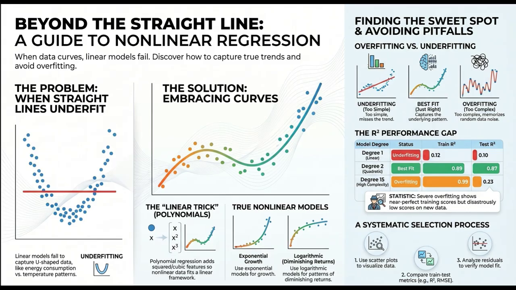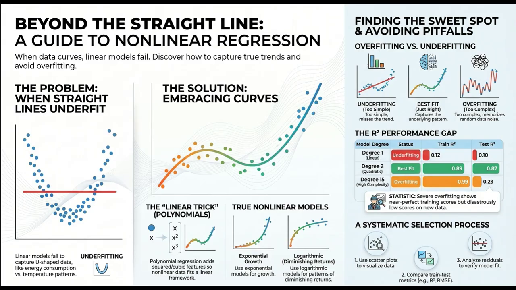Section 3, the overfitting trap. But look at the warning section right next to it, the danger of overfitting. The infographic shows different polynomial degrees. Degree 1 underfits the data. Degree 2 is our sweet spot, perfectly capturing the U-shape. But if we crank it up to degree 15, the curve goes completely crazy.